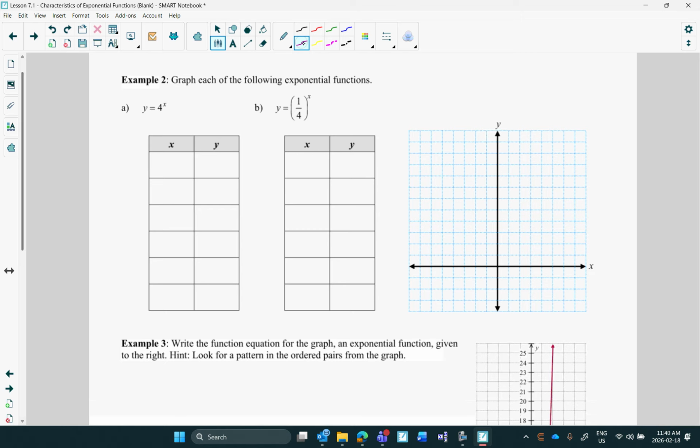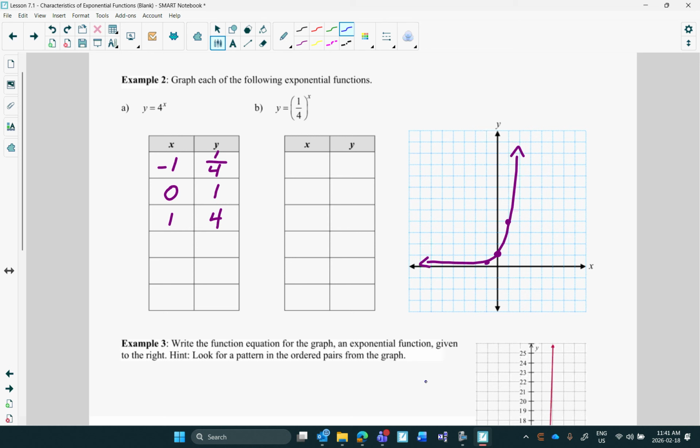Here we have another couple of ones. 4 to the x should be pretty easy. Let's do -1, 0, and 1 again. 4 to the -1 is 1/4. 4 to the 0 is 1, 4 to the 1 is 4. So it looks like the same shape as the previous ones we did, but it climbs faster. So notice it increases as we go from left to right.